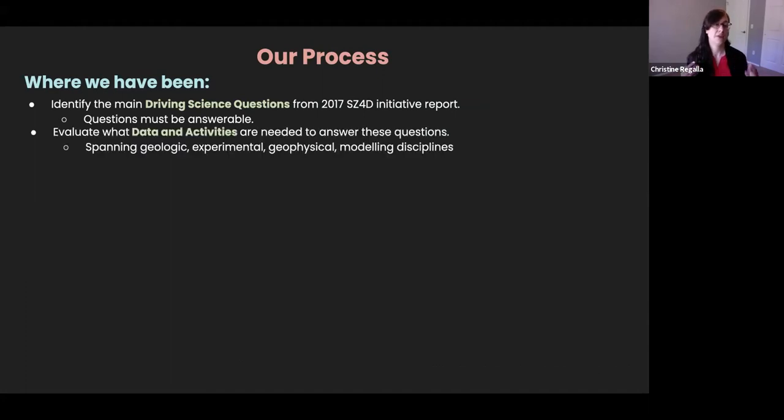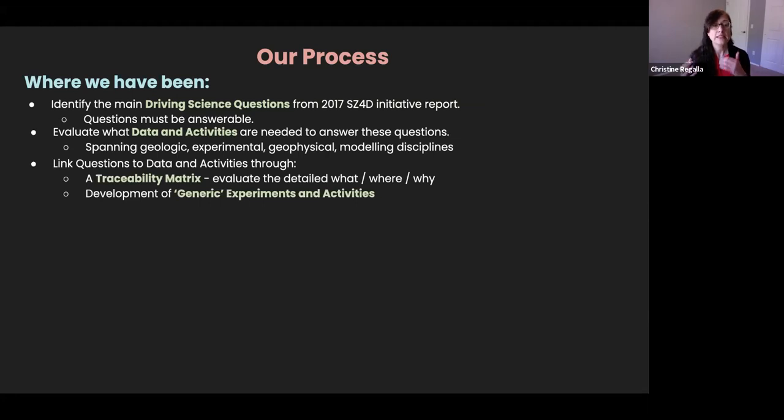Next, we needed to evaluate what data and activities are actually needed to answer these questions. And these data and activities span the geologic, experimental, geophysical, and modeling disciplines. And then we need to link these data and activities back to the science questions, make sure they can actually answer the questions. And we did this through a couple of ways. One was using a traceability matrix. And you may have seen these in previous reports, these big Excel sheets, but we are using these internally to evaluate the detailed what, where, and why of our activities and how they link back to our science questions.